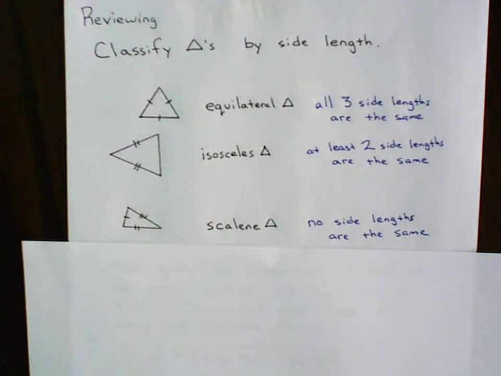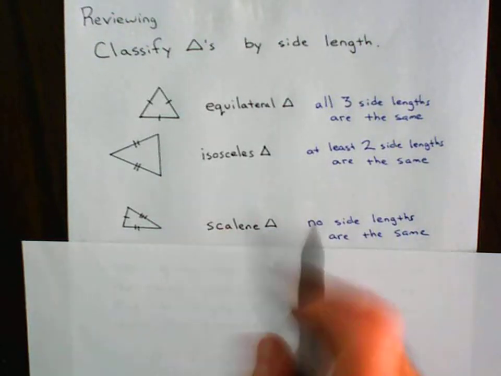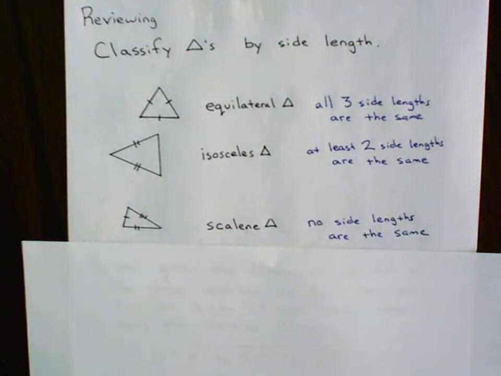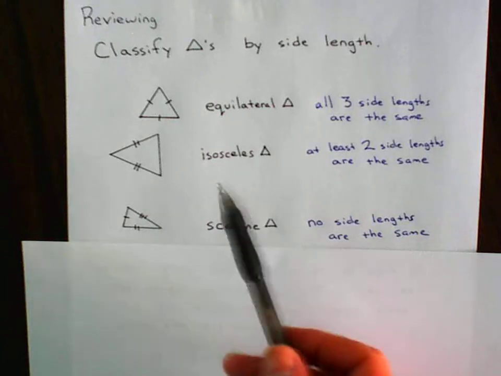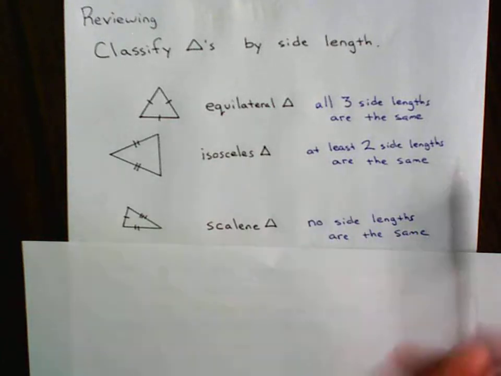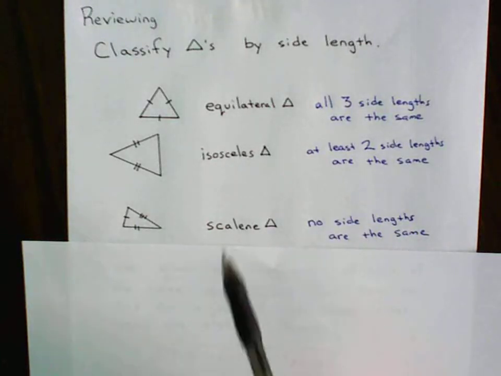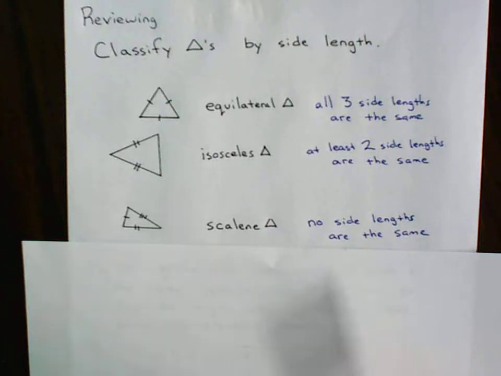I'm going to review classifying triangles by side length. I think this is a review to many of you. Equilateral triangles, all three side lengths are the same. Isosceles triangle, at least two side lengths are the same. And scalene triangles have no side lengths that are the same.